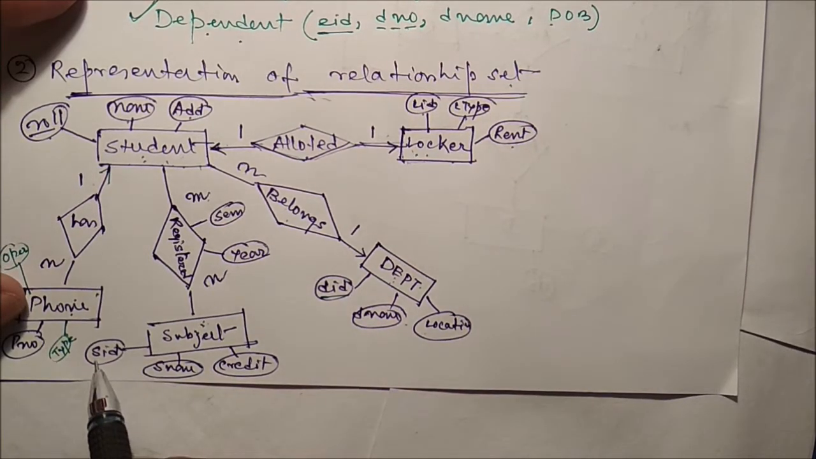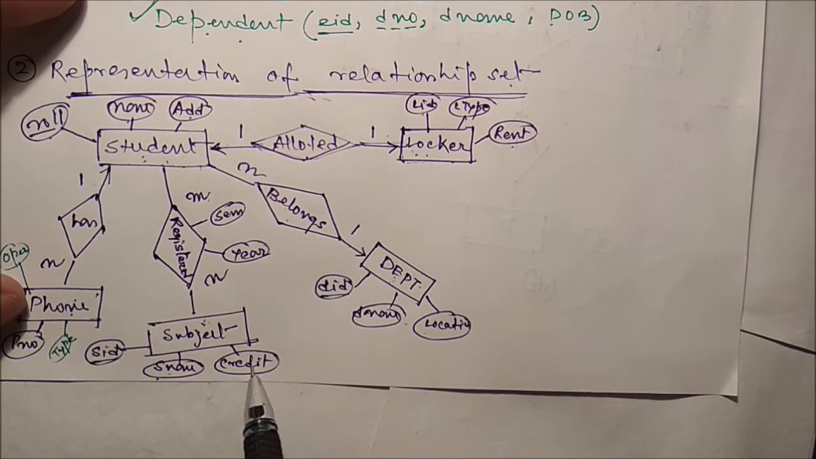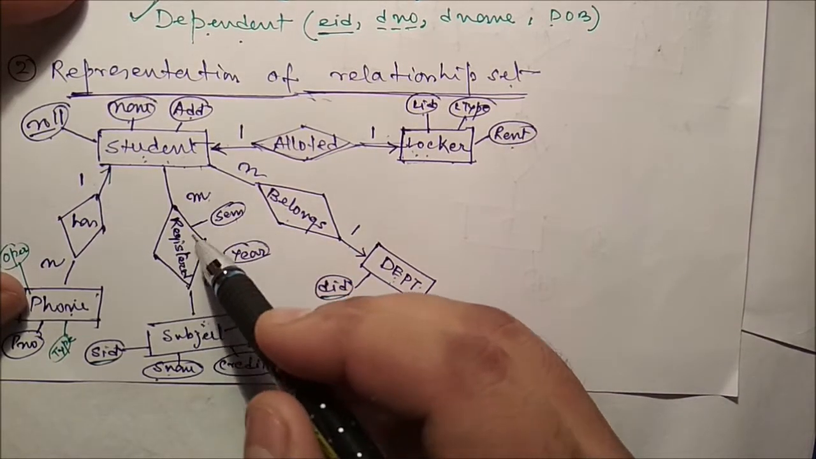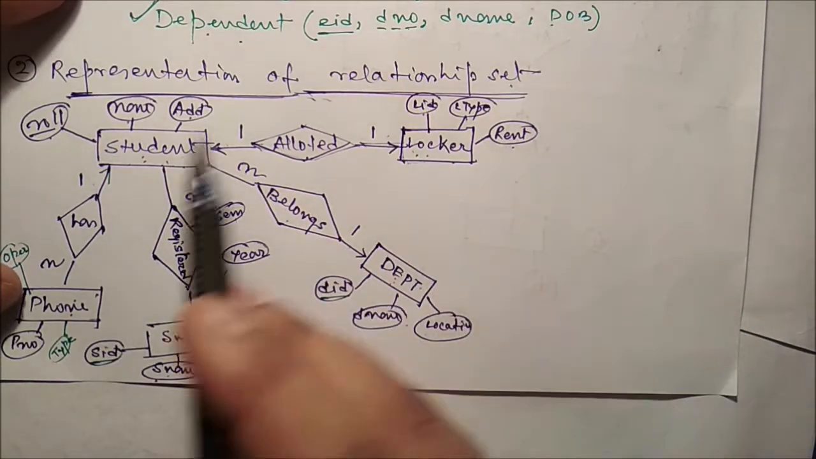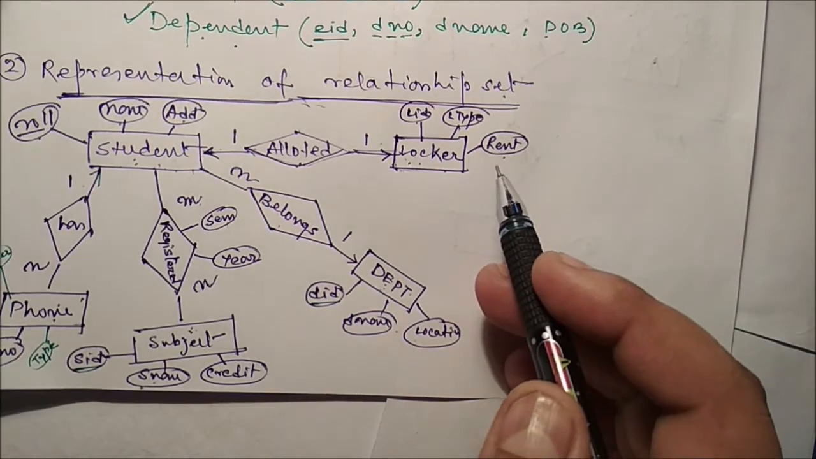So the primary key is what? Subject ID is the primary key; subject name and credits are the attributes. Now same here, these are the descriptive attributes for the relation. Now our aim is to identify how many tables are there. So it's a very interesting concept. Now you can see one by one.